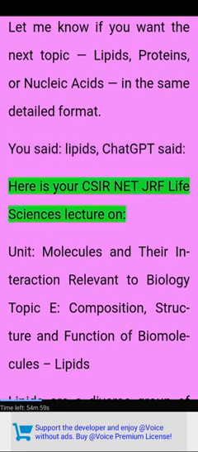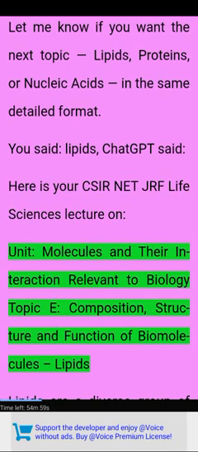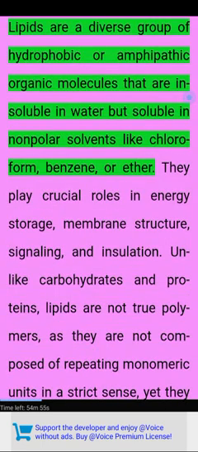Here is your CSIR NET JRF Life Sciences lecture on Unit: Molecules and their interaction relevant to biology. Topic E: Composition, structure and function of biomolecules, lipids. Lipids are a diverse group of hydrophobic or amphipathic organic molecules that are insoluble in water but soluble in nonpolar solvents like chloroform, benzene, or ether.